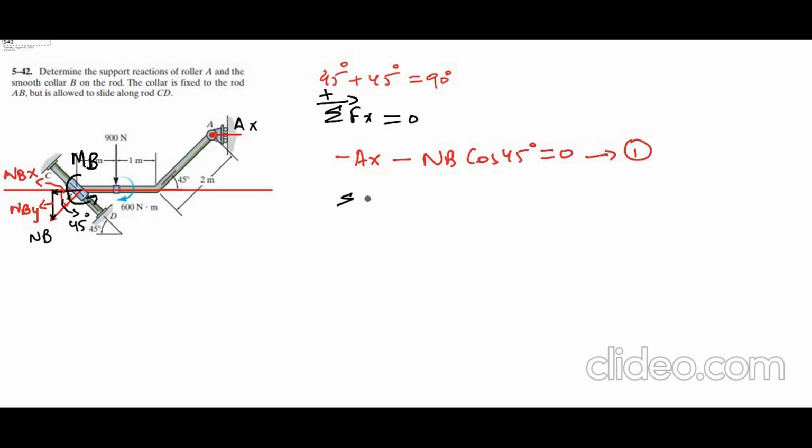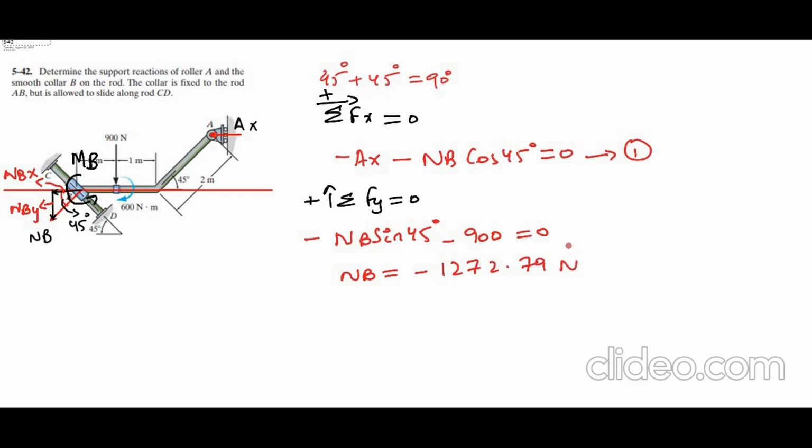I have another equation, the sum of the forces in the y direction equals 0. I am considering the up direction as positive. I have negative NBY, which means NB sin 45 degrees, minus 900 equals to 0. From here NB is equal to negative 1272.79 newtons. Now I am getting a negative answer, which means the direction I assumed earlier is not correct. In fact, NB is in this direction.